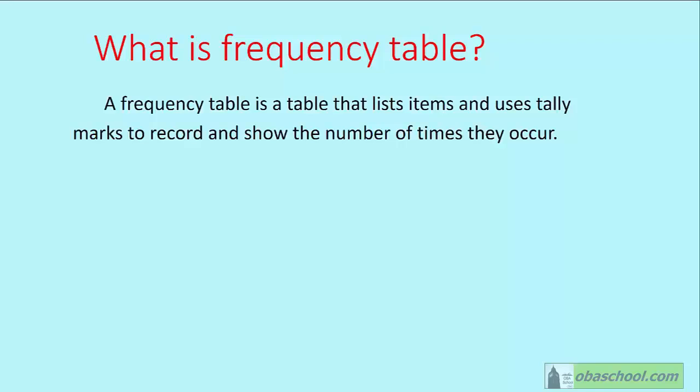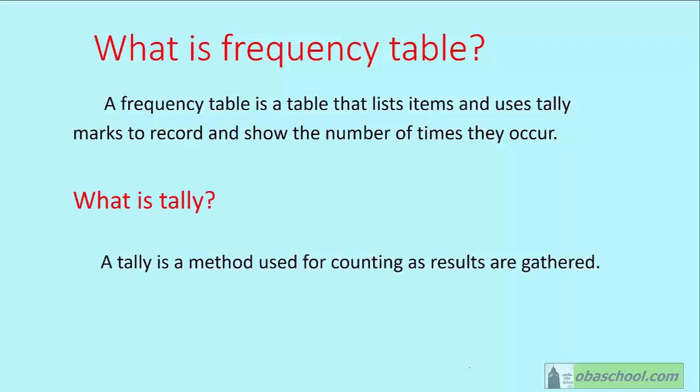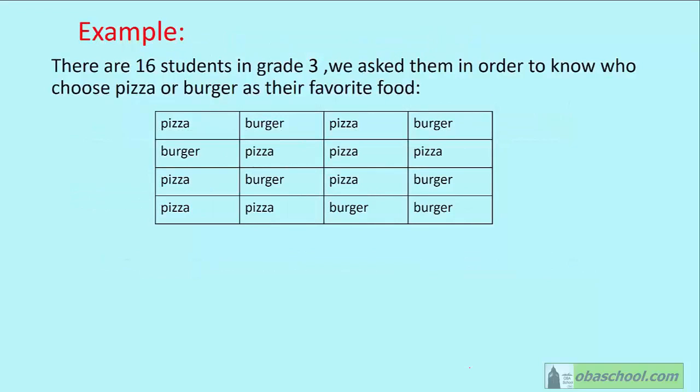So we're going to solve an example together about a frequency table, and we're going to use the tally marks and we're going to record and show the number of times the desired results occurred. But first, let's talk about a tally. A tally is a method used as results are gathered. It is basically something you use while counting in order to keep track of the counting.